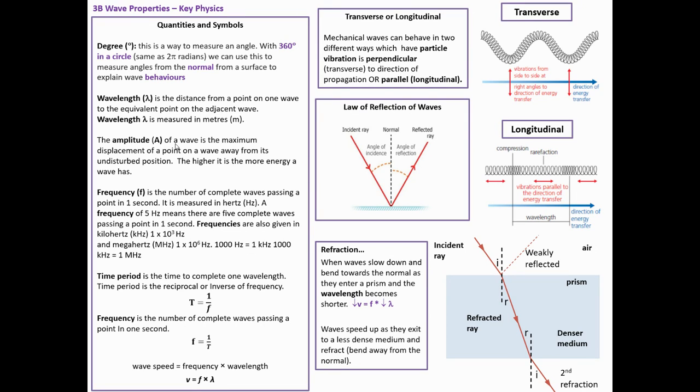Amplitude of the wave, that is its maximum point. If we look at this one, from the middle of the wave here, it's how much it's going up by or how much it's going down. So it could be plus or minus A. The higher it is, the more energy it has.